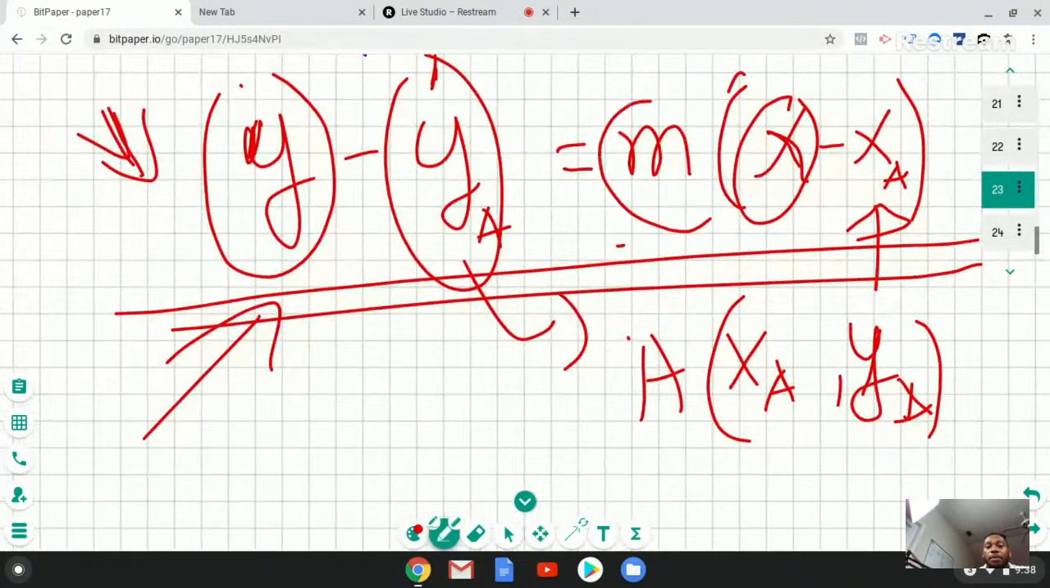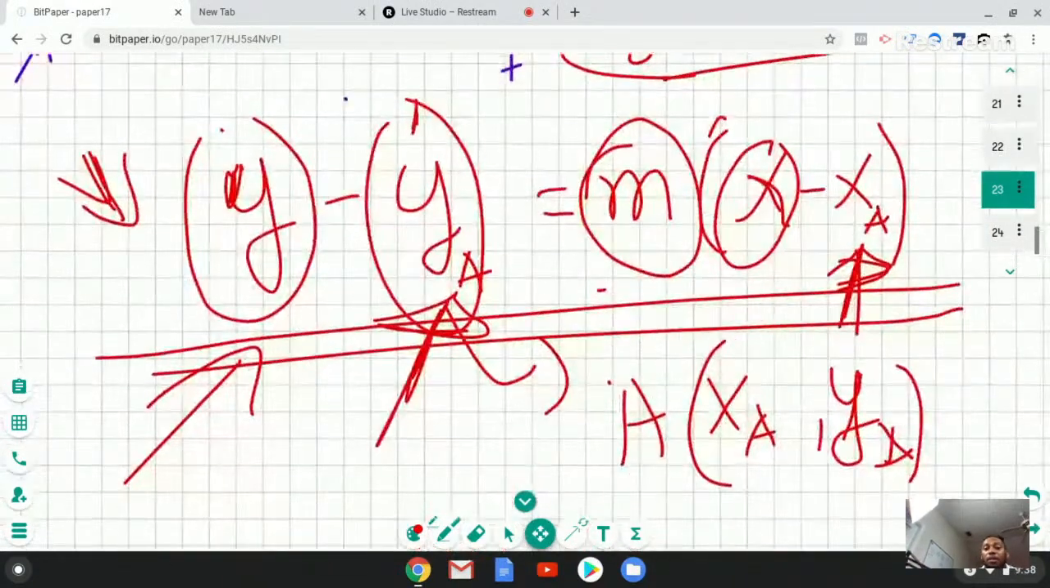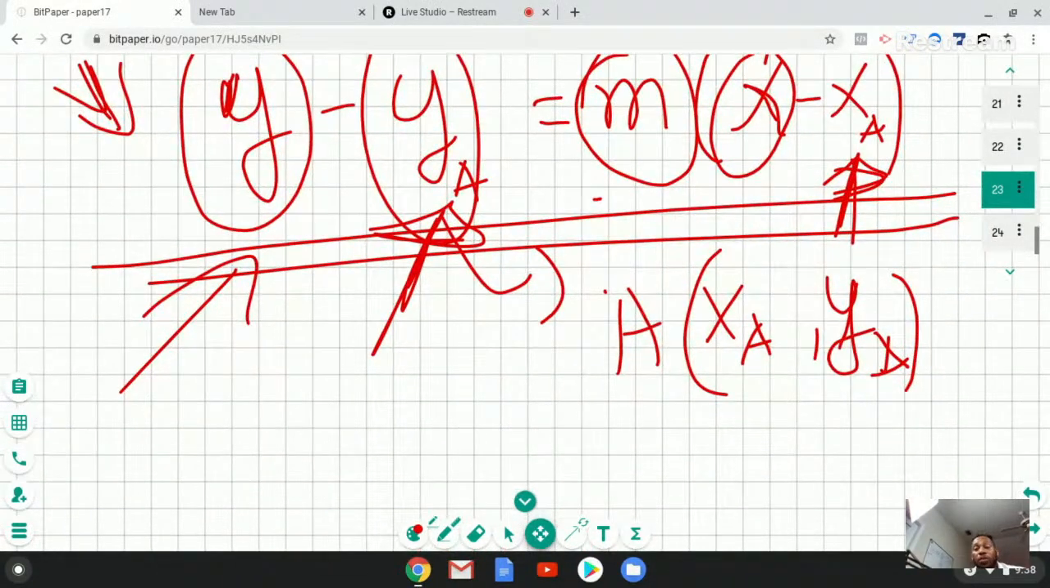We need the value of m. And then we also have the x coordinate of the point A, which is 4, and the y coordinate of the point A, which is 3. Now, if we find all of those, we're going to be able to write the point slope form.